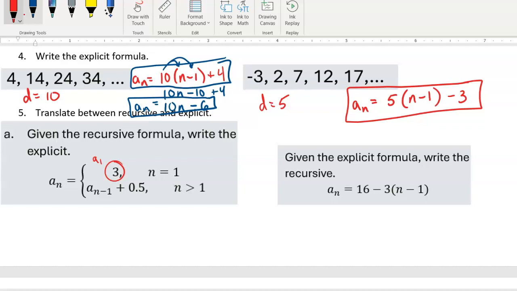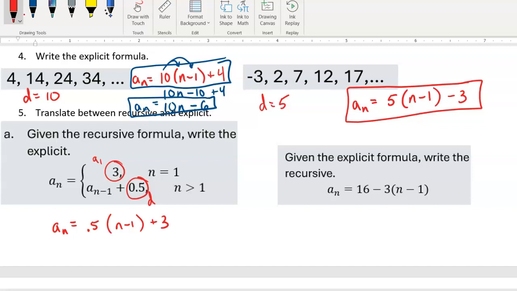Okay, down below here, we could see that our common difference is 0.5. So in writing my explicit formula, I would say a sub n equals, and then we would have our common difference, which is 0.5. You can use a fraction or a decimal, times n minus 1 plus our first term, which was 3.